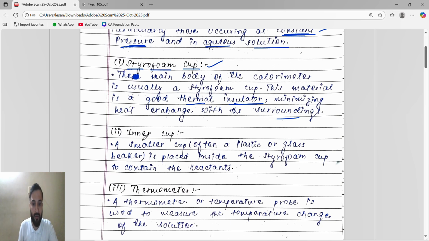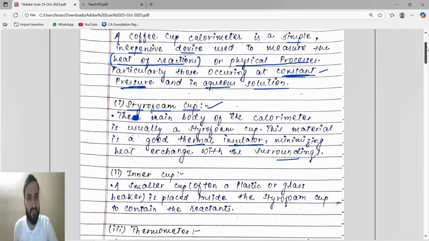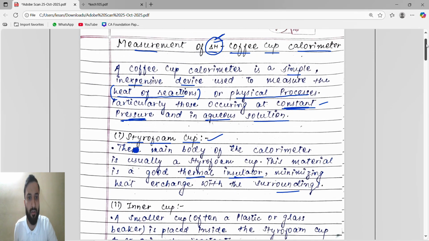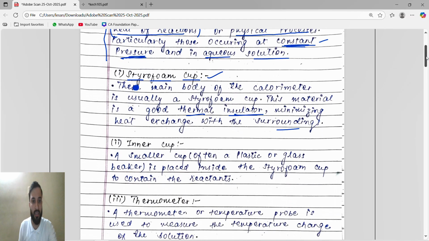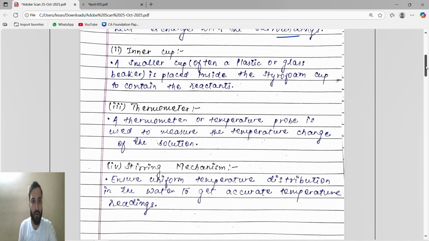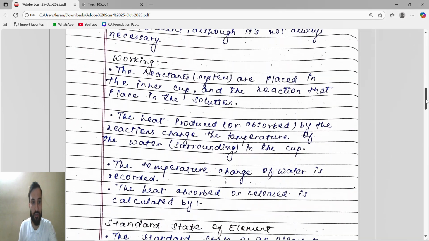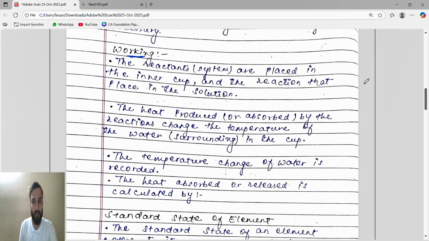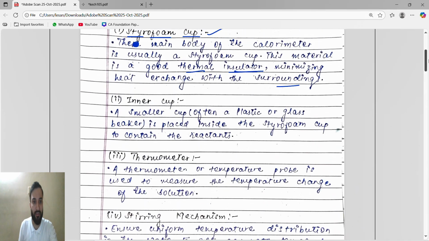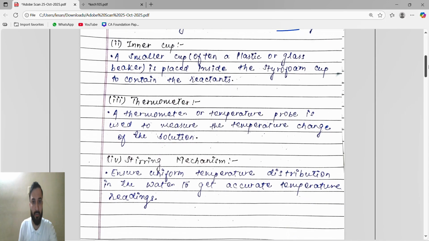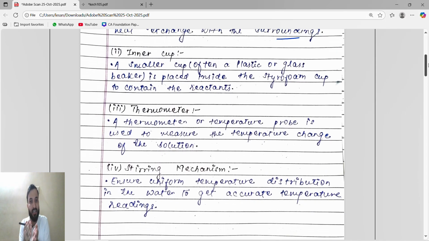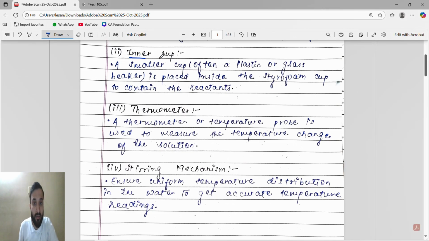Next, this is the construction part. First we will explain what the coffee cup calorimeter is, then we will explain each and every part of it, and then we will write down its working. Now next is the inner cup.